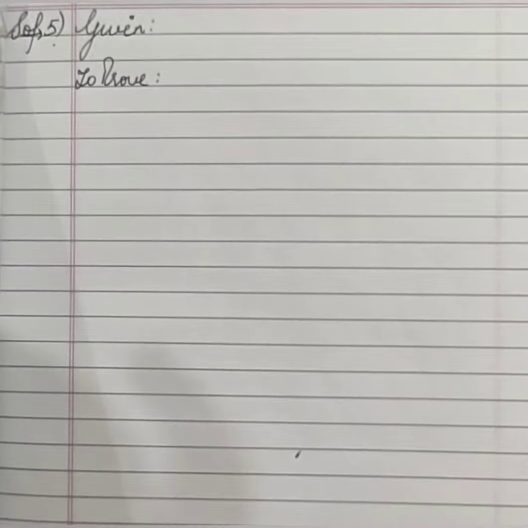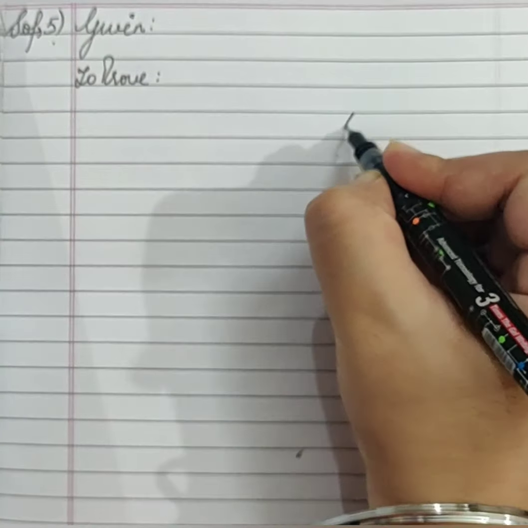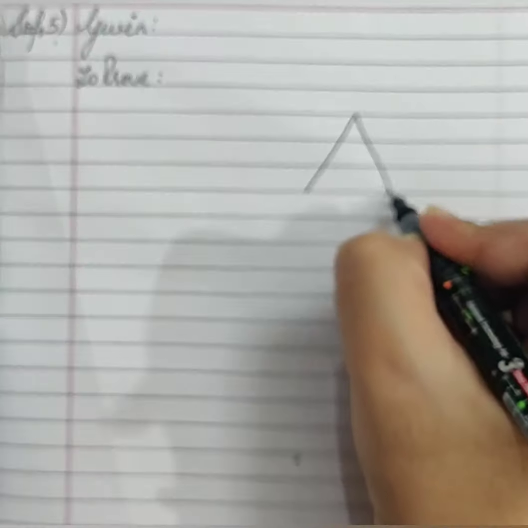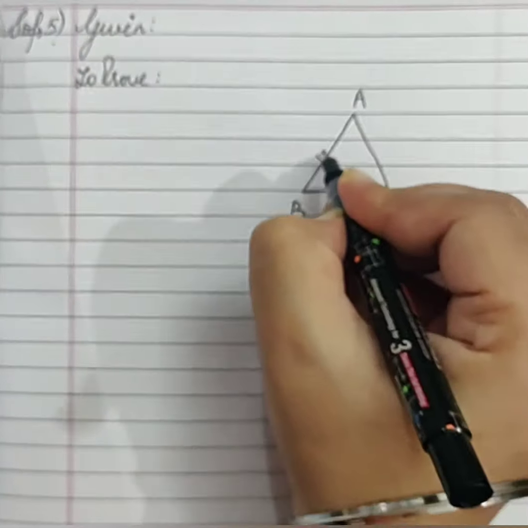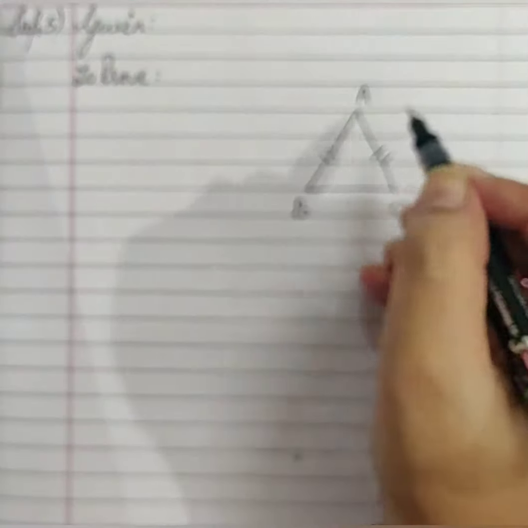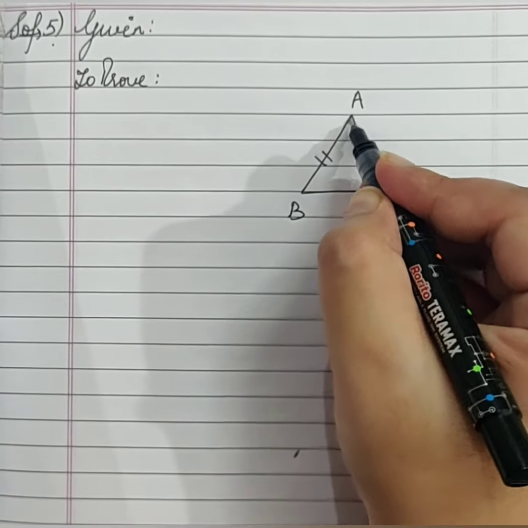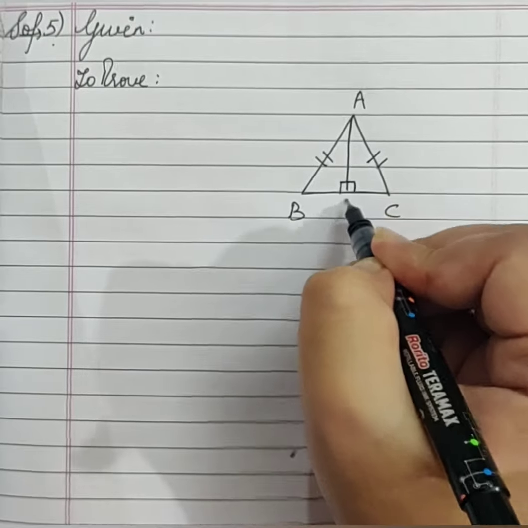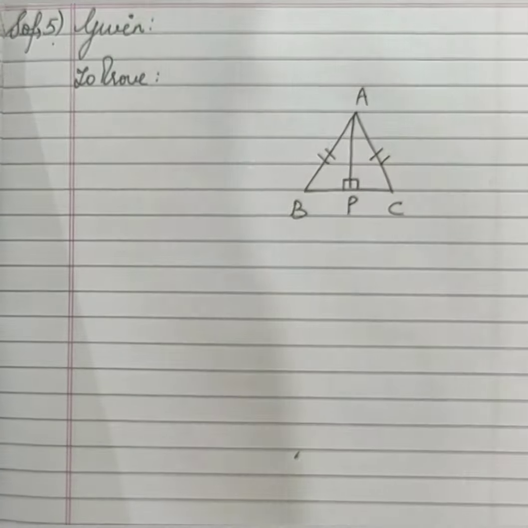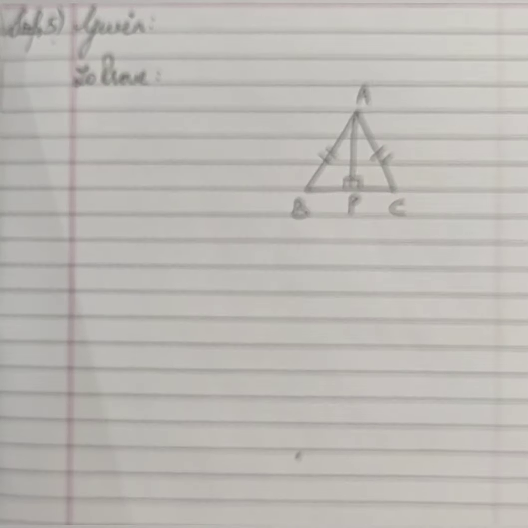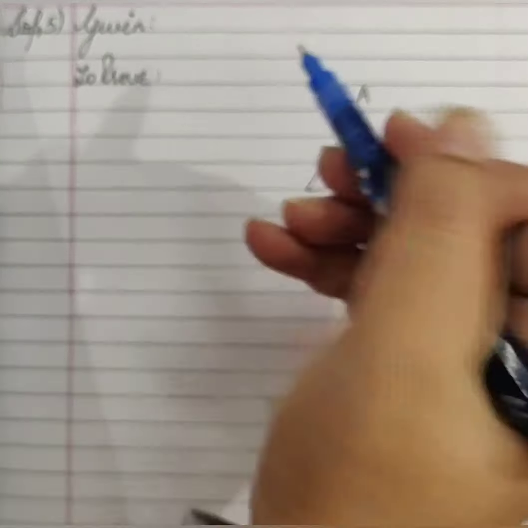That's it. Now let's look at the last question of this exercise. ABC is an isosceles triangle with AB is equal to AC. So let's draw an isosceles triangle ABC, in which AB is equal to AC. Draw AP perpendicular to BC. So we have drawn AP perpendicular to BC. Show that angle B is equal to angle C. We are supposed to prove angle B and angle C are equal.